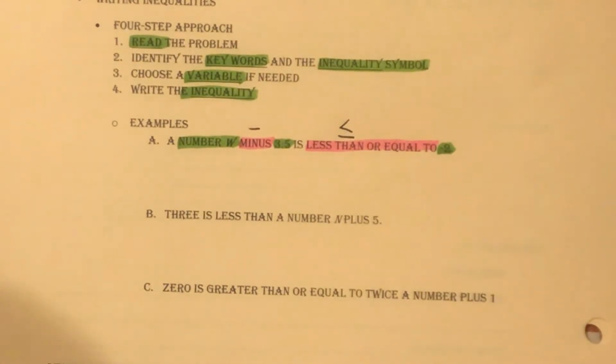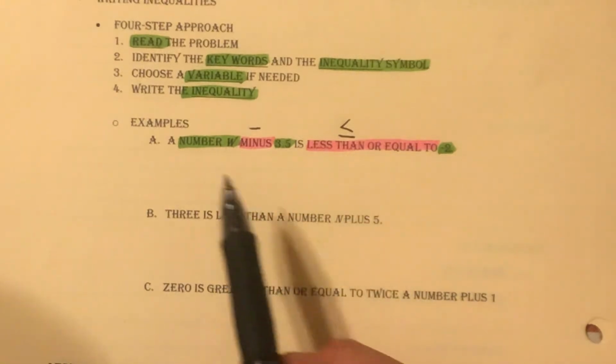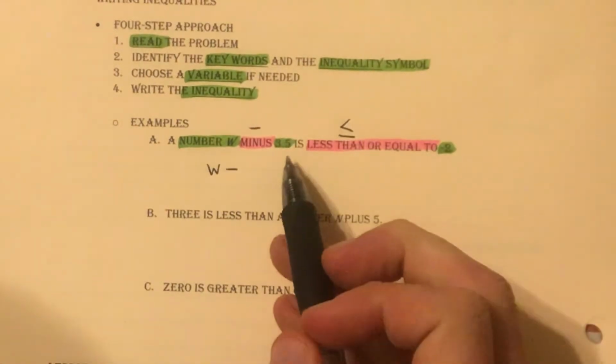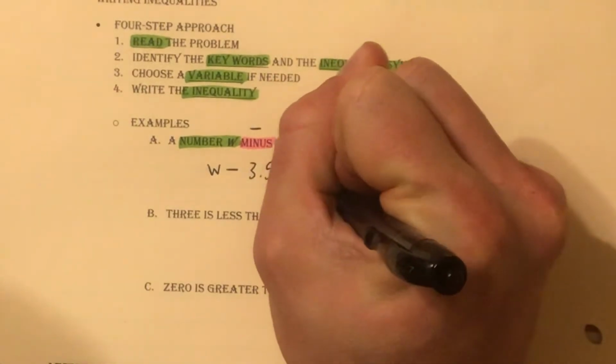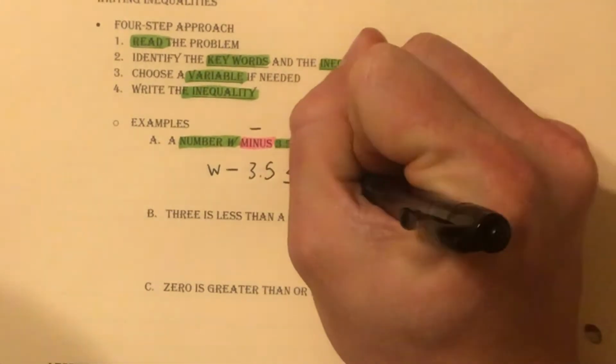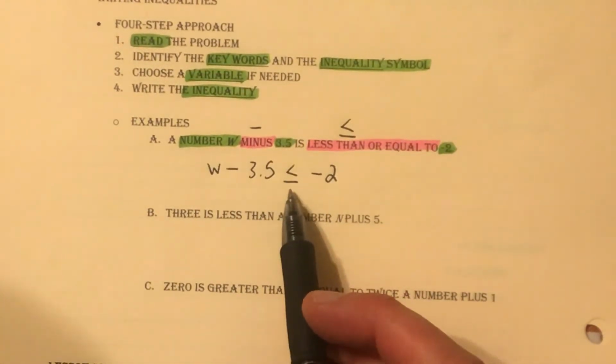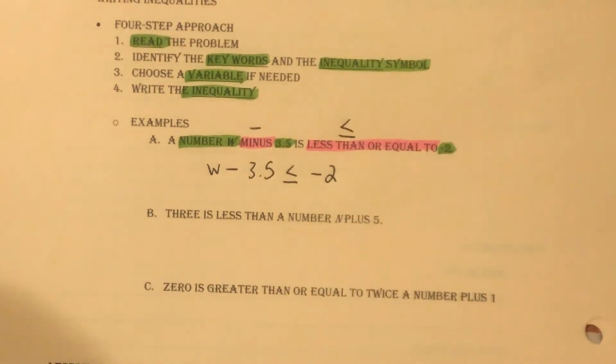All right, so I've identified all the keywords and the inequality symbol. I don't need to choose a variable in step 3 because they actually gave me my variable of W. And so last thing I want to do is write this inequality in the form of a mathematical inequality. So I'm going to look down the line, make sure everything's in line, and I'm going to write it out. So a number W, minus, so there's a subtraction symbol, 3.5 is less than or equal to, so there's my inequality symbol, negative 2. So written out, W minus 3.5 is less than or equal to negative 2. And I figured out everything that I needed.